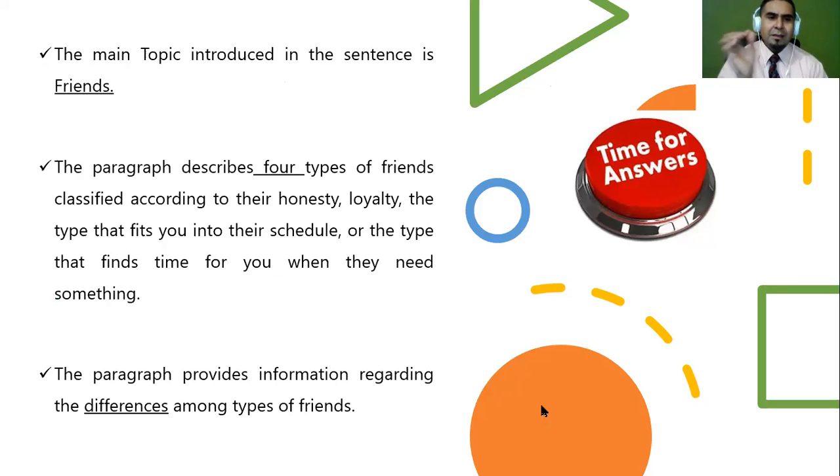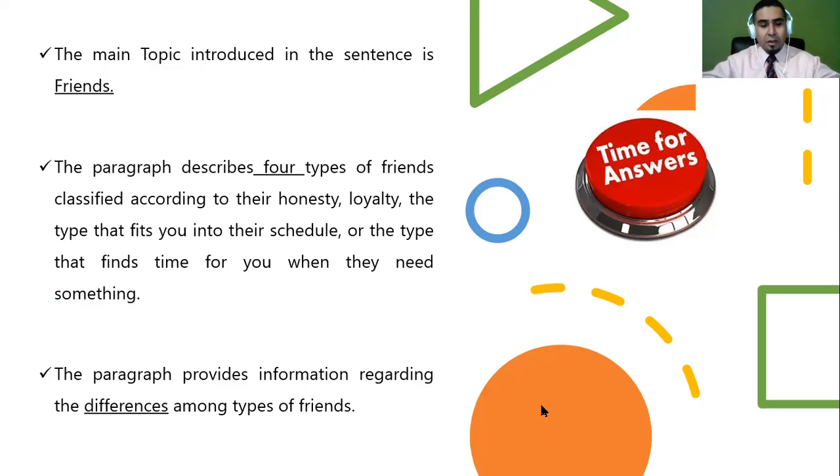Now, the main topic introduced in the sentence is friends, okay? That's the main topic. That's the one you're going to put in the center, okay? Friends. Now, number 2, the paragraph describes four types of friends, okay? Classified according to their honesty, loyalty, the type that fits you into their schedule, or the type that finds time for you when they need something, okay?